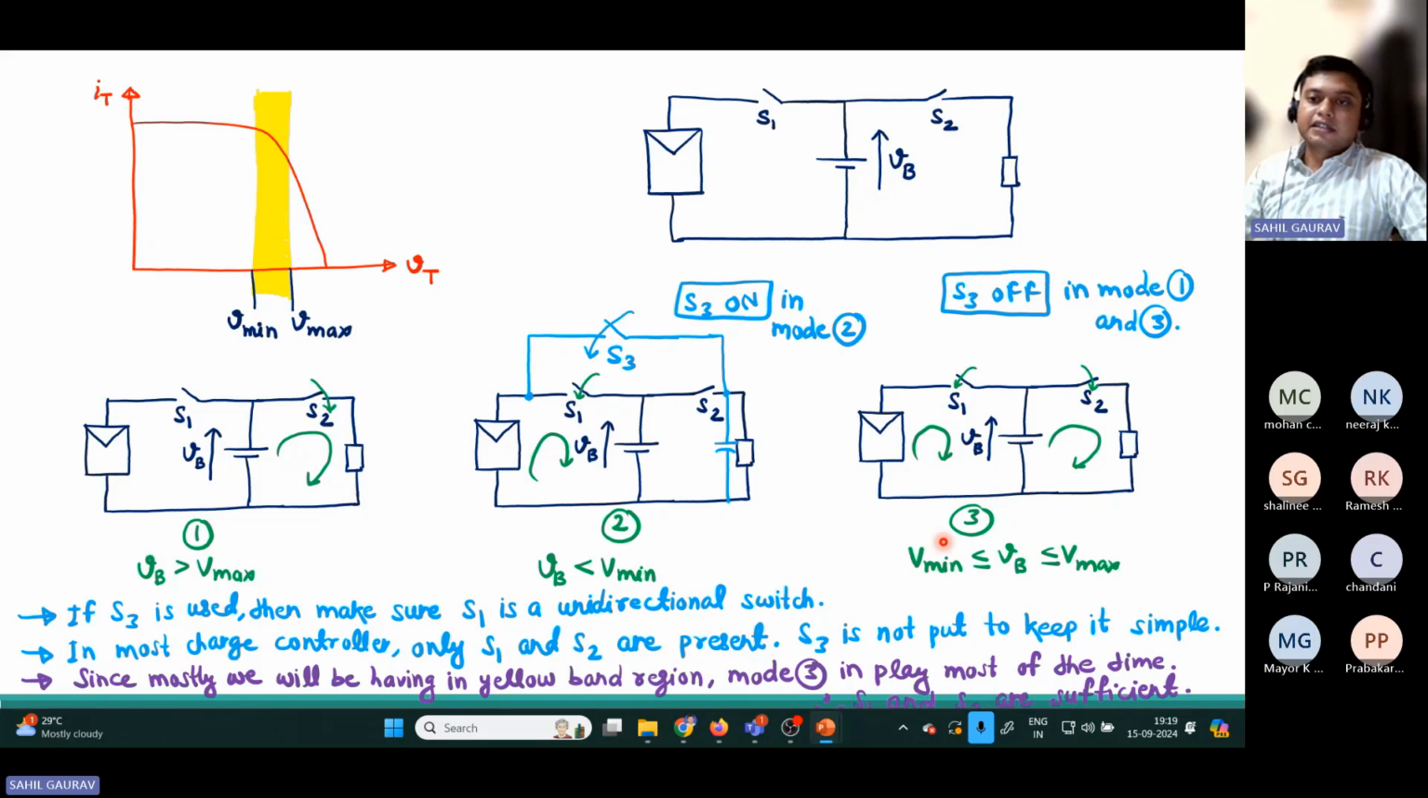And the last case, when our battery voltage is within this region, between Vmin and Vmax, in that case, you can take power from this solar panel for charging, and you can also provide power to the load for discharging.